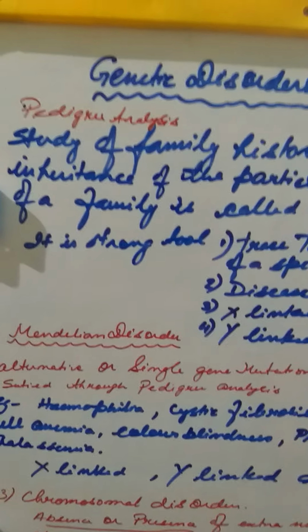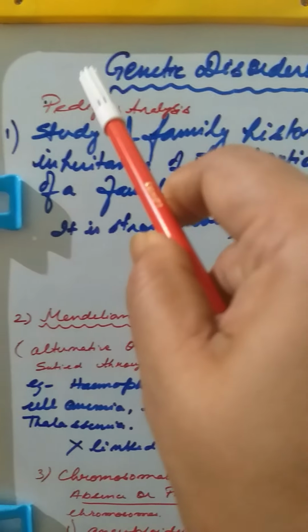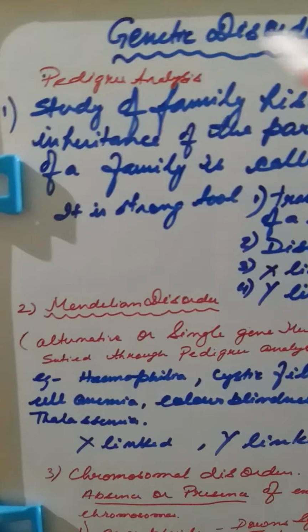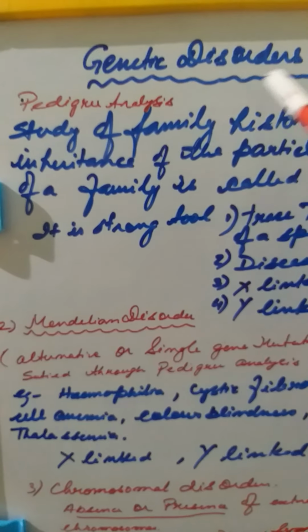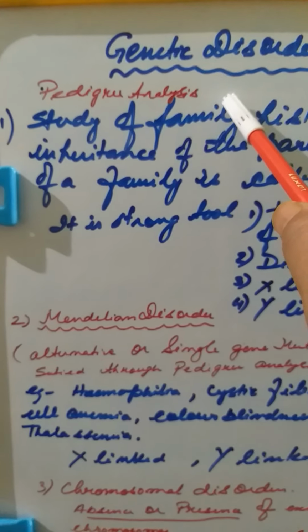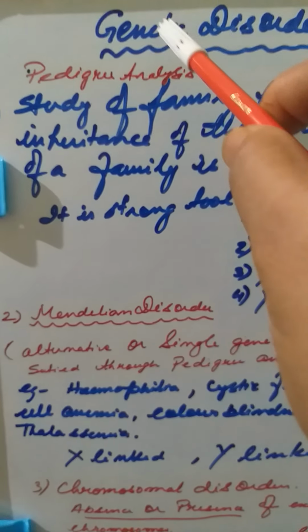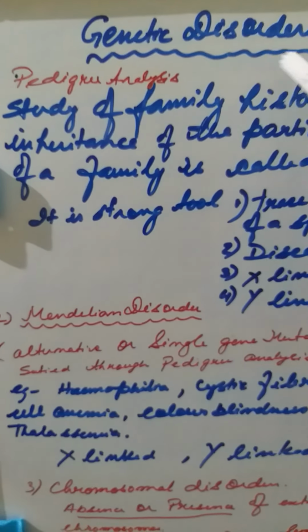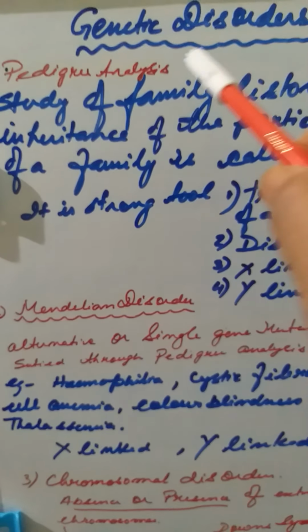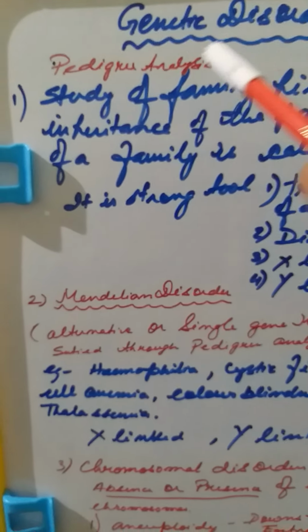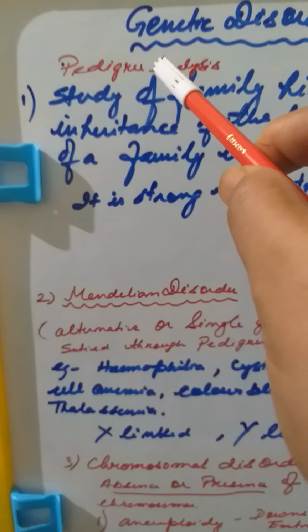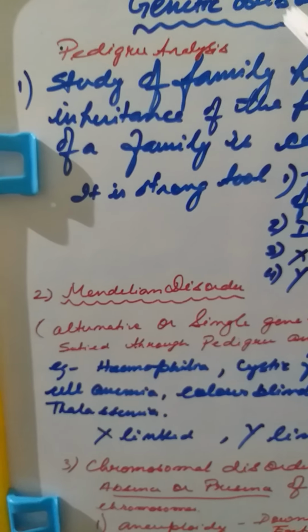Now here you see, in today's topic we'll be dealing with genetic disorders. Now, what are genetic disorders? In the earlier topic we had done mutation, but any problem or any missing part in the chemistry of DNA may lead to a genetic disorder. So how do we detect that this is a genetic disorder?